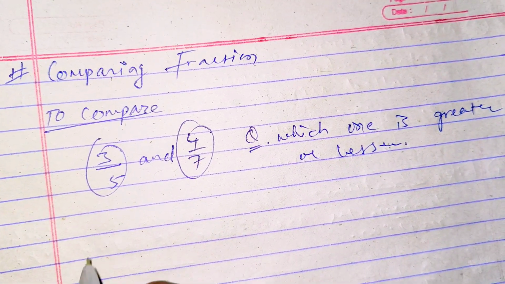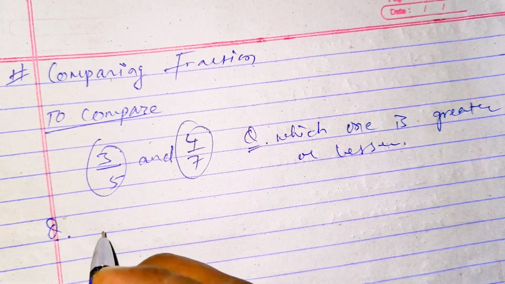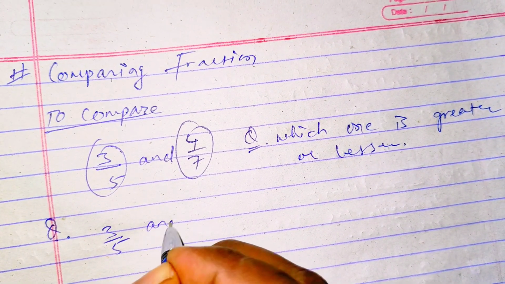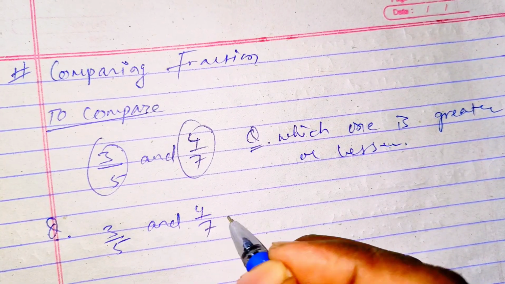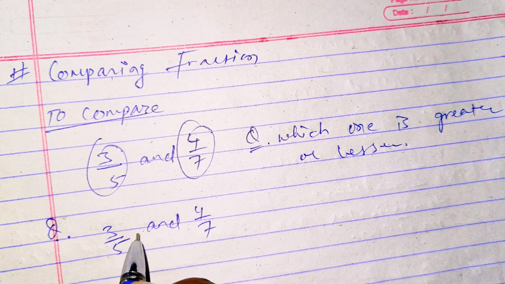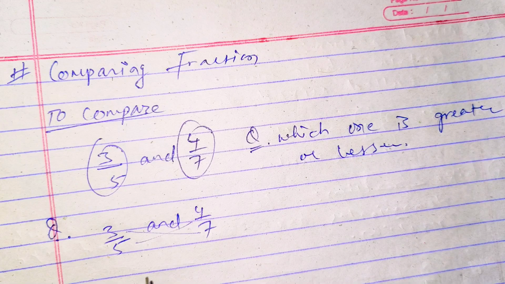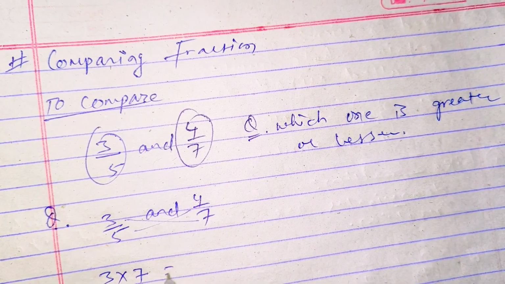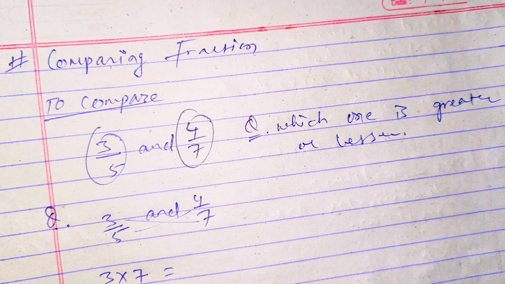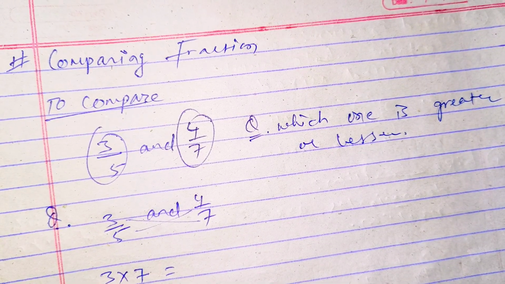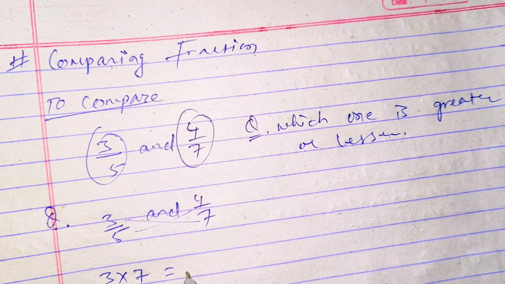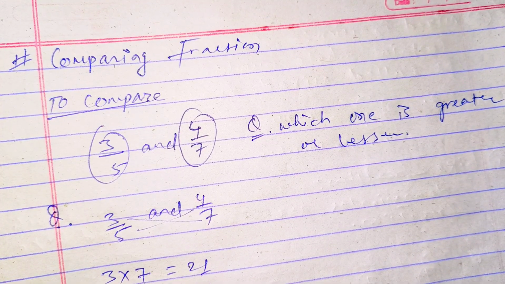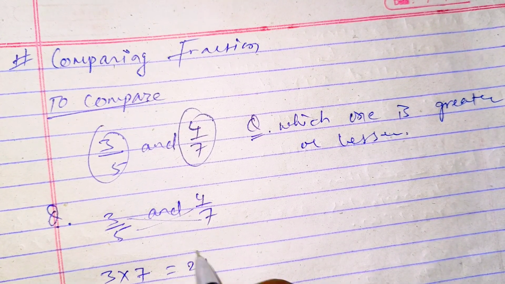So in this question, our fractions are 3 by 5 and 4 by 7. Let's do cross multiplication of both fractions. So 3 into 7, and 5 into 4. 7 threes are 21 and 5 fours are 20, right? So there is 21 and 20.